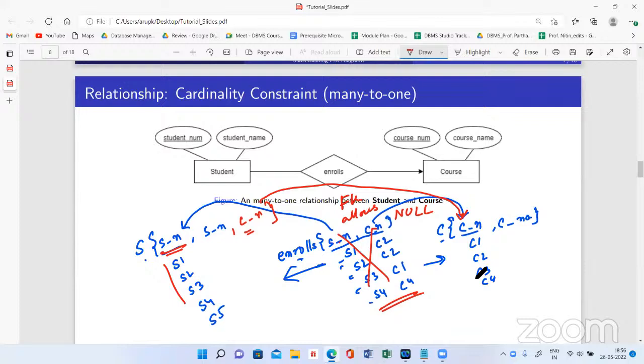Sir, in this situation, assume the relationship holds a couple of attributes, like an enrollment date. Where will it go? In the student table. Does it create any problem? No, it will not create any problem. Whatever you would have inside the enrollment table, move it into the student table. Done.